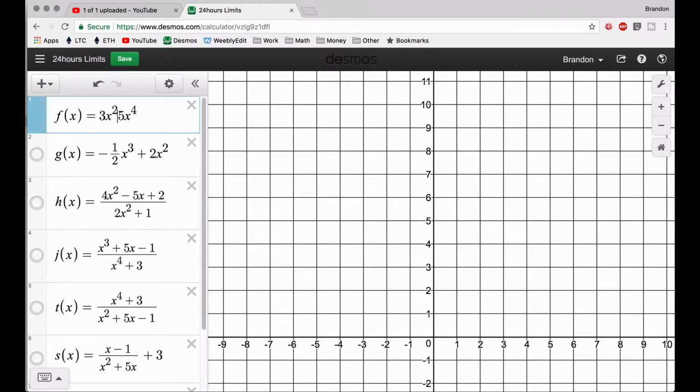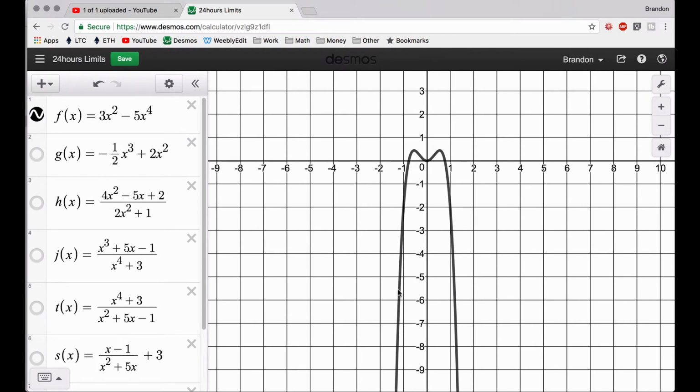If I change this positive 5 to a negative 5, notice our end behaviors now go down in both directions. As x gets really big, as x goes to positive infinity, that limit, that y value is approaching negative infinity. The same thing applies as x gets really small, as x goes to negative infinity, our limit is going to be negative infinity.